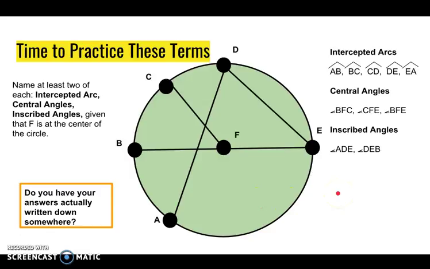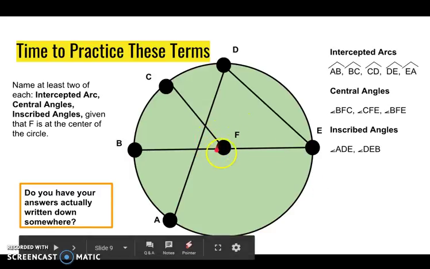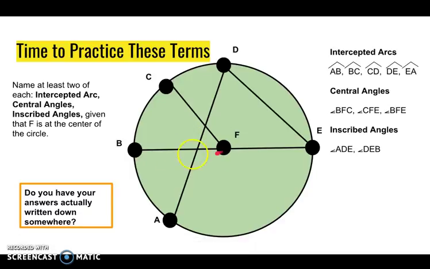For central angles, okay, we know that F has to be our vertex. So we can only use lines that are coming off of F. So I've got BFC. I've also got CFE as a central angle. And then technically, a straight line is an angle. So BFE is an angle. It's 45 degrees. Or sorry, it is 180 degrees. I apologize. My mind was stuck on the first slide there.